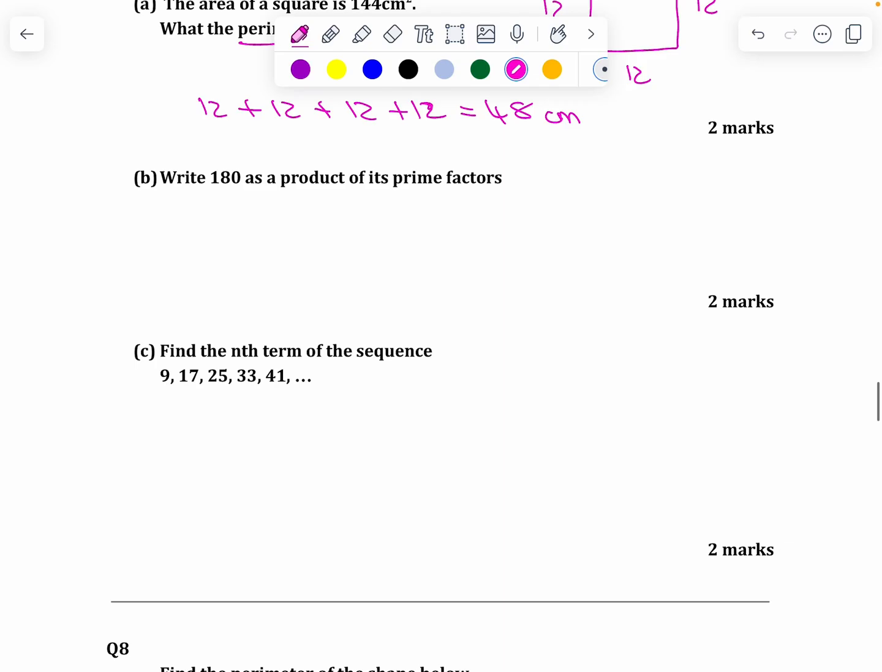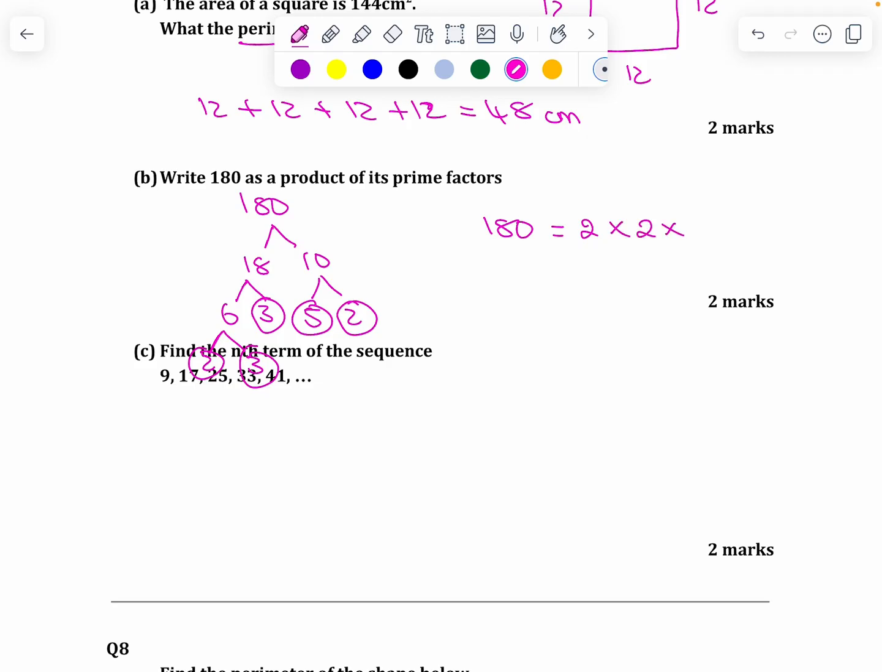Right, another product of prime factors. So 180, so 18 times 10. 5 times 2, circle the 5 and 2 because they're prime. 6 times 3, circle the 3 because it's prime. And then I'm going into another question here, but 2 times 3 here. And remember I said to you that just gets you 1 mark. To get the full marks, you need to write down your answer. 180 equals 2 times 2 times 3 times 3 times 5.